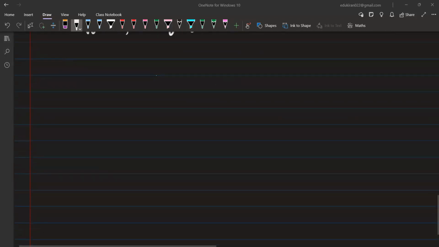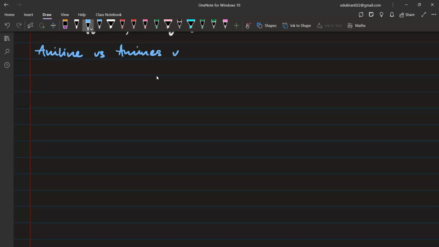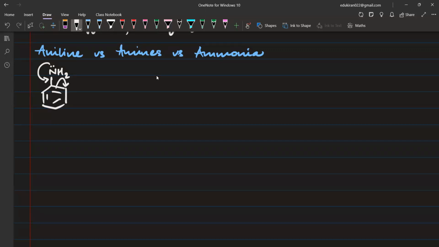Right, next we are going to compare aniline versus amines versus ammonia. ठीक है. Now, aniline, what is aniline? Aniline is a benzene ring that is connected directly with NH2. Now, this nitrogen atom has a lone pair of electrons which has to attack the H plus ion. But that is not possible, or rather this lone pair will not be available. Why? Because it is taking part in resonance. So rather than attacking the H plus ion, it is taking part in resonance. That is why this lone pair of electrons is not available. And hence aniline is less basic than amines.